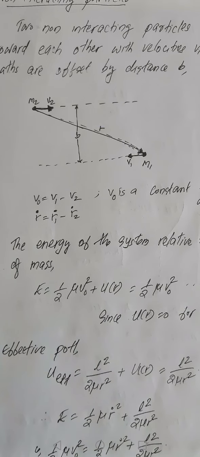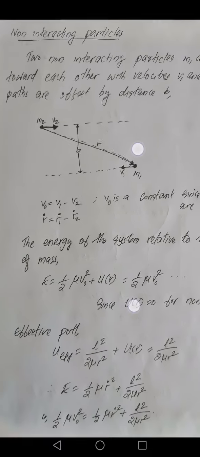Okay, so we have v0, which means v1 minus v2. v1 minus v2 is v0. v1 and v2 are the initial velocities. Since v1 and v2 are constant, v0 is a constant. Therefore r dot is equal to r1 dot minus r2 dot, where r dot is dr by dt.